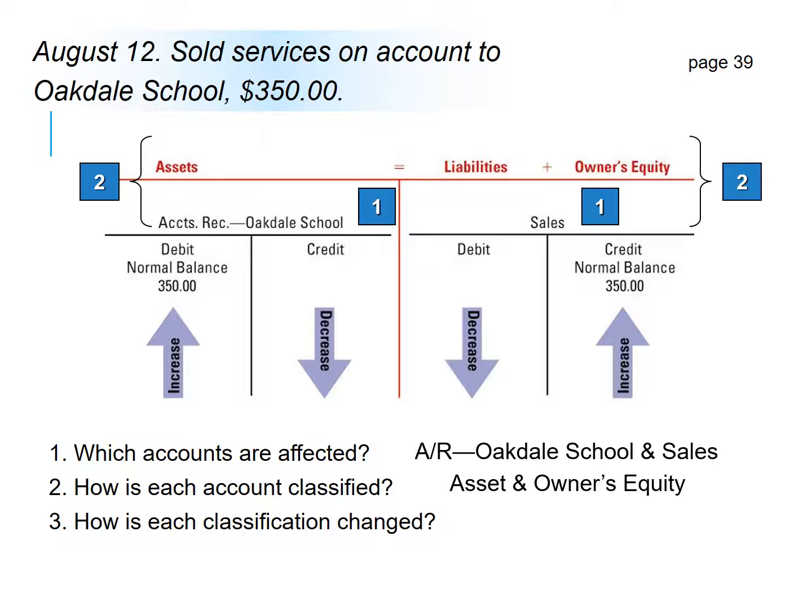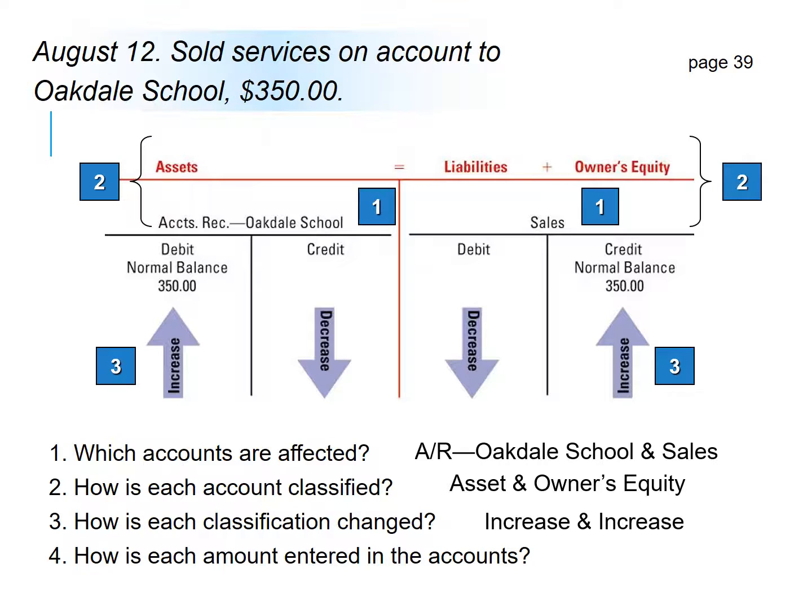How is each classification changed? We are increasing the amount owed to us, so accounts receivable will increase, and our services will also increase owner's equity. So we have two increases. How is each amount entered in the accounts? Our accounts receivable will be debited since it is increasing, and our sales account will be credited because it is increasing. So we have a debit and a credit.